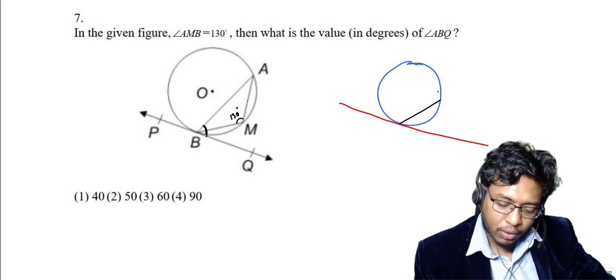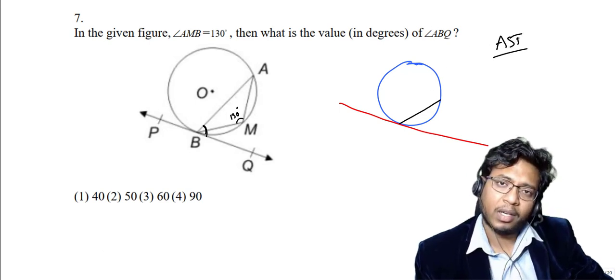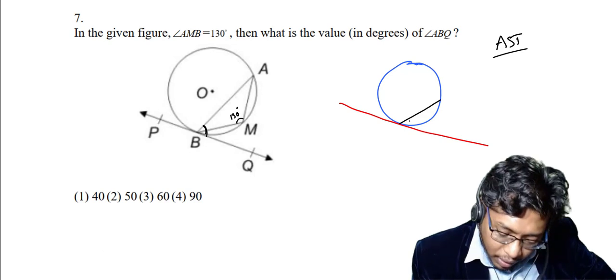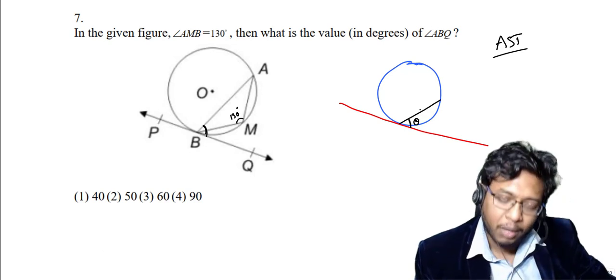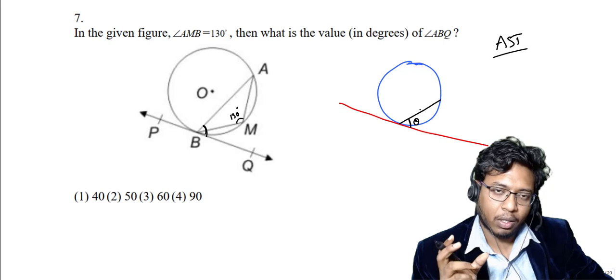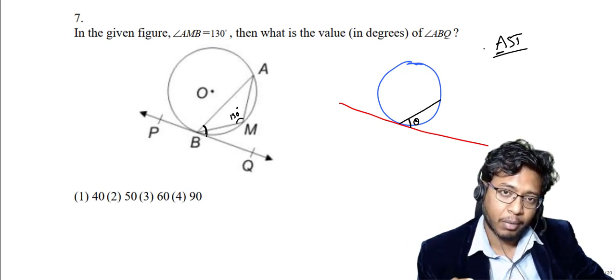Now this is called the alternate segment theorem. You should know this, AST. The alternate segment theorem is nothing but the angle made between a chord and a tangent. Here, see, this is a chord and this is a tangent. This is theta. The angle made between the chord and tangent will be equal to the angle made by the chord in the opposite segment. That's why it is called the alternate segment theorem.